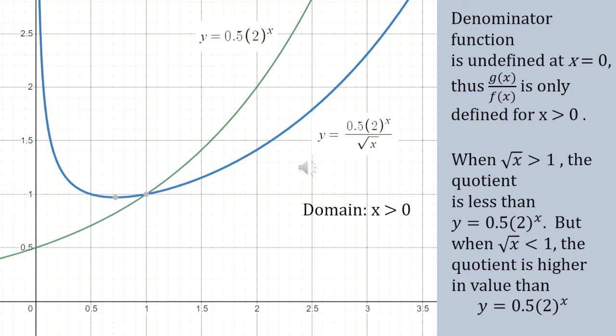However, when the values of the square root of x are less than 1 and I'm dividing by values less than 1, that is going to make the value of your function higher. So my quotient is the blue graph, and for values of x less than 1, the values of the quotient are higher than the original exponential function. When the values of the square root of x are greater than 1, then the values of the quotient are lower than the original exponential function. So you kind of want to look at the blue graph and how it's comparing in terms of being greater than and then eventually less than the green graph.